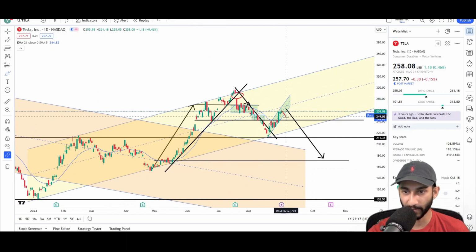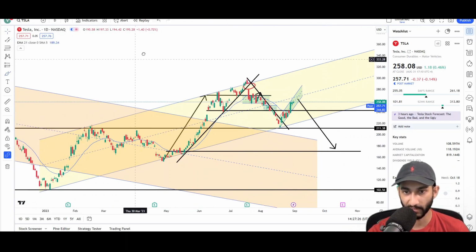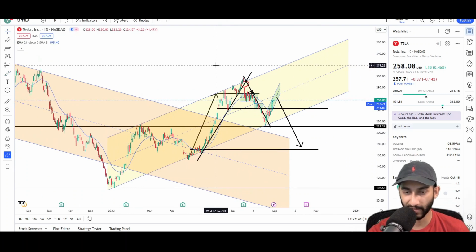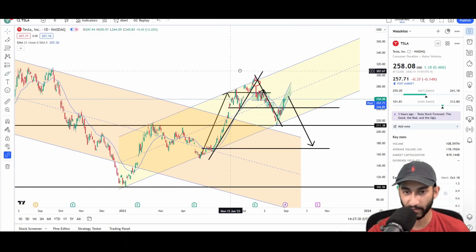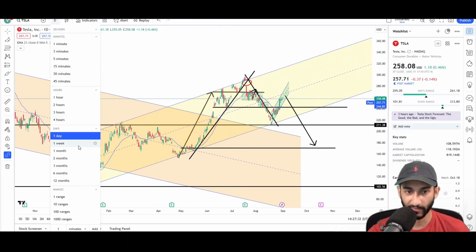But the pullback would be nice in the form of two small legs, because usually the bears will try 2 times to reach their target, just like the bulls will try 2 times to reach their target. Market generally moves in twos. That's why we have double tops and double bottoms. They're very common patterns. So that's everything I see on the daily chart.